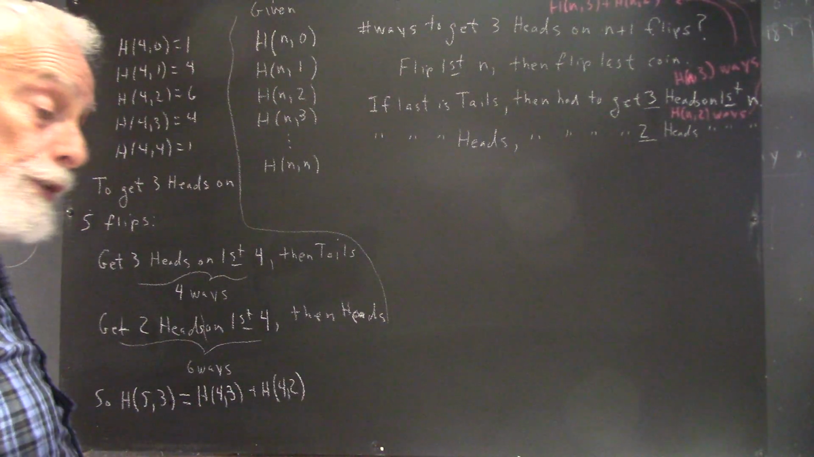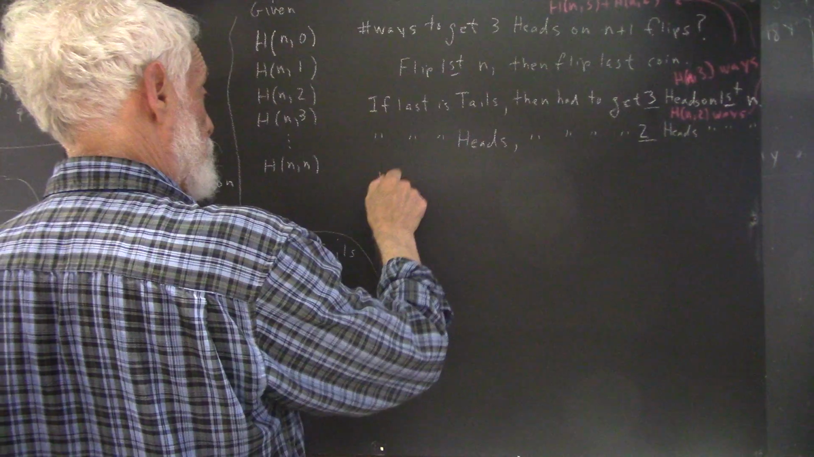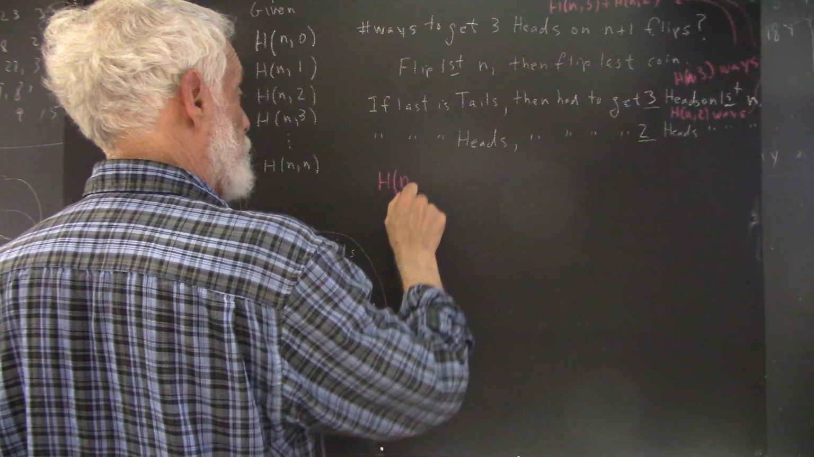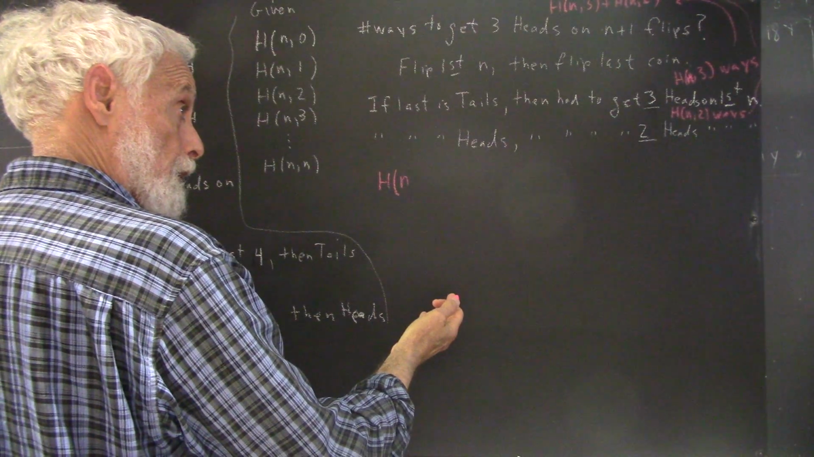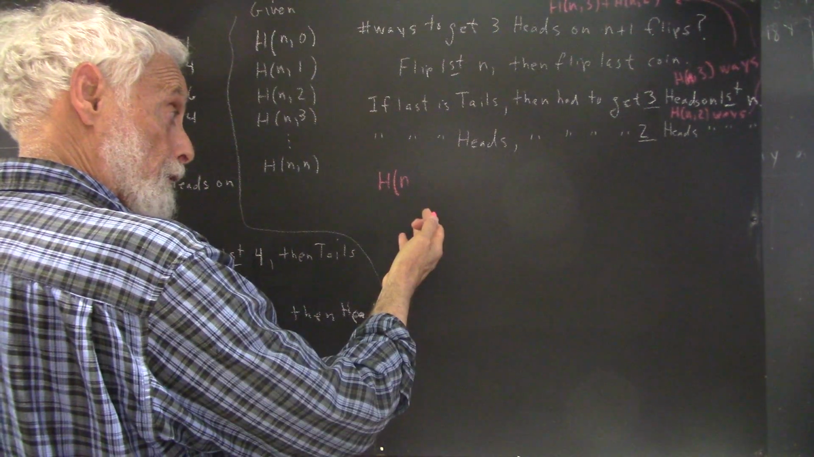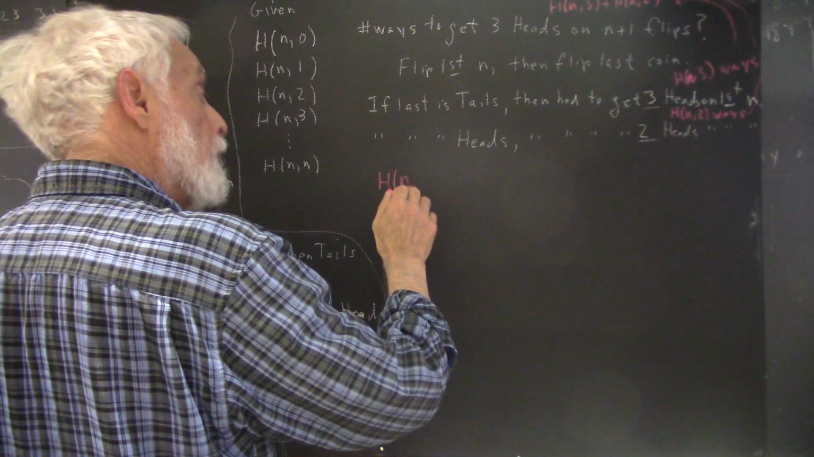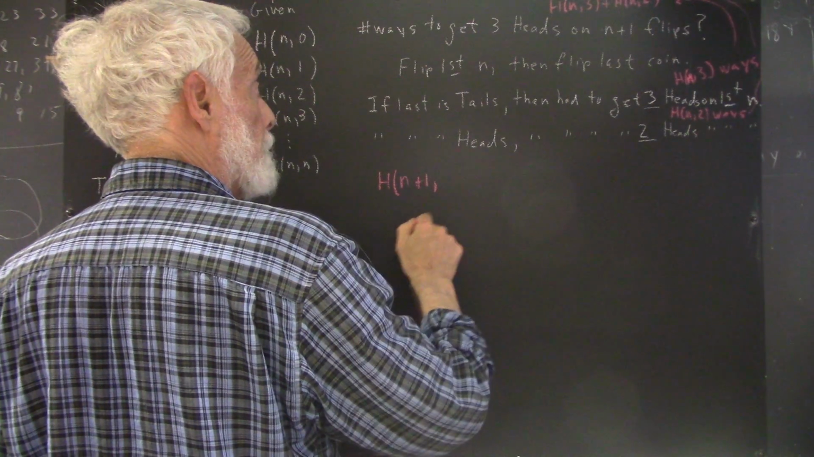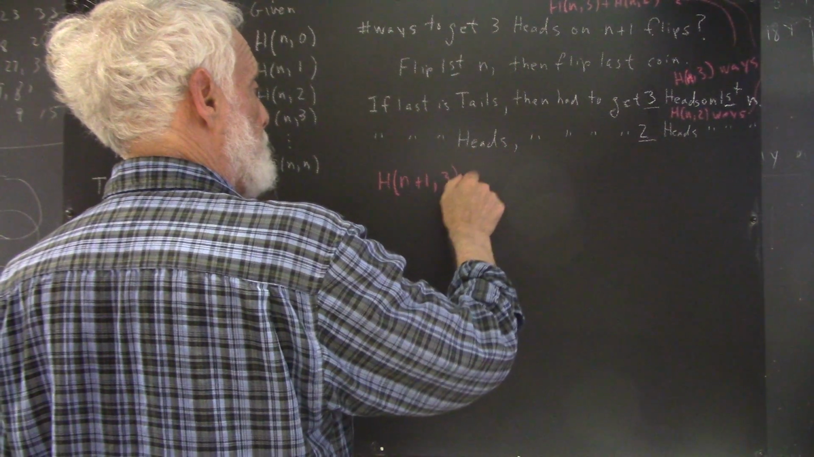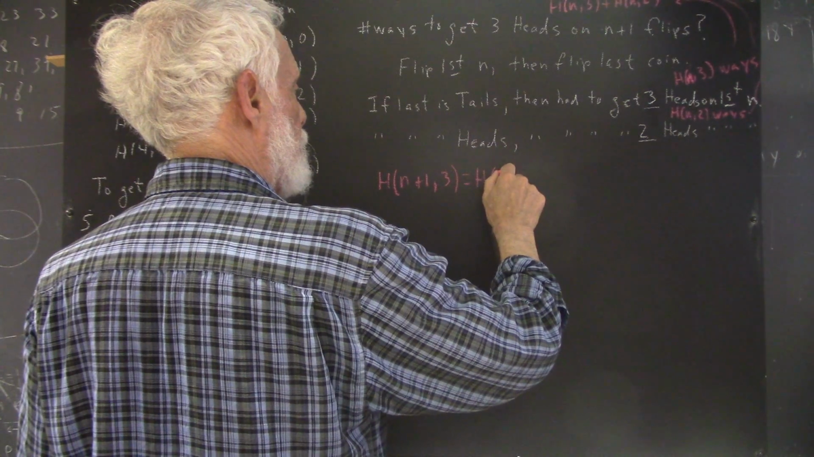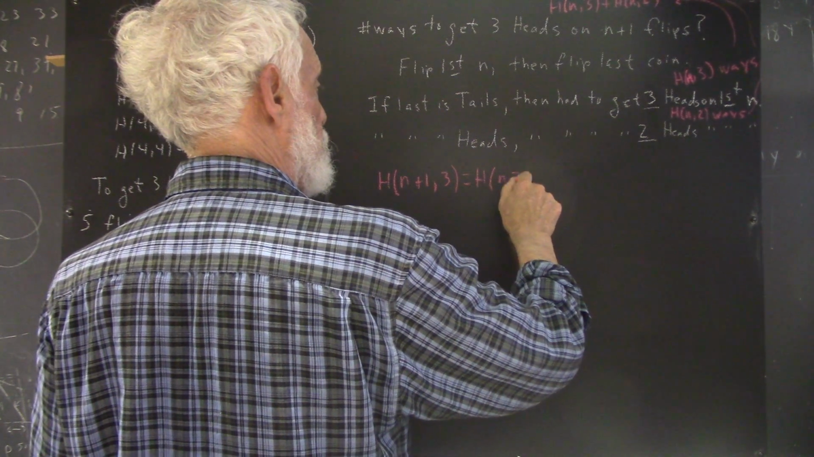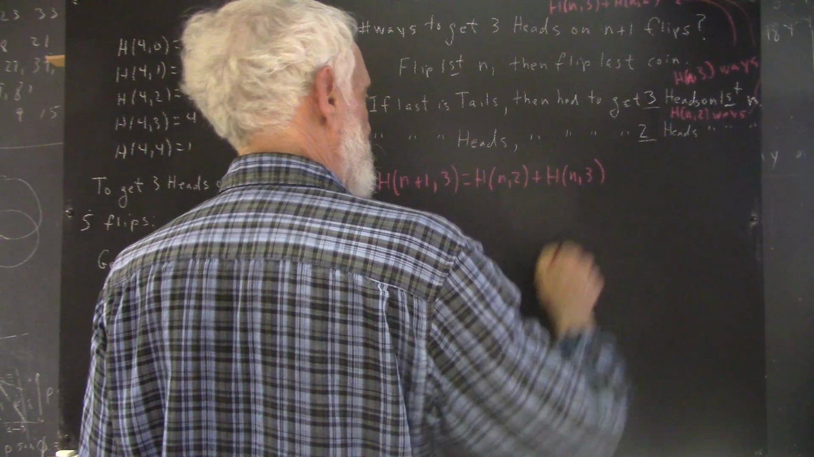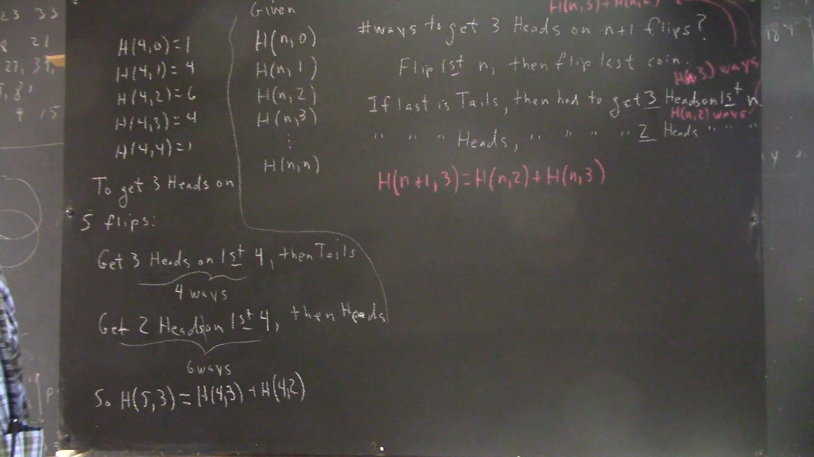Now to put that in notation, then we say, okay, well, the number of ways to get 3 heads on n plus 1 flips would be denoted by h of what? I've started it for you. Think it through. Okay, well, the first number here is the number of flips. We have n plus 1 flips, so that's n plus 1, and we're getting 3 heads. And that has to equal h of n,2 plus h of n,3. Okay?